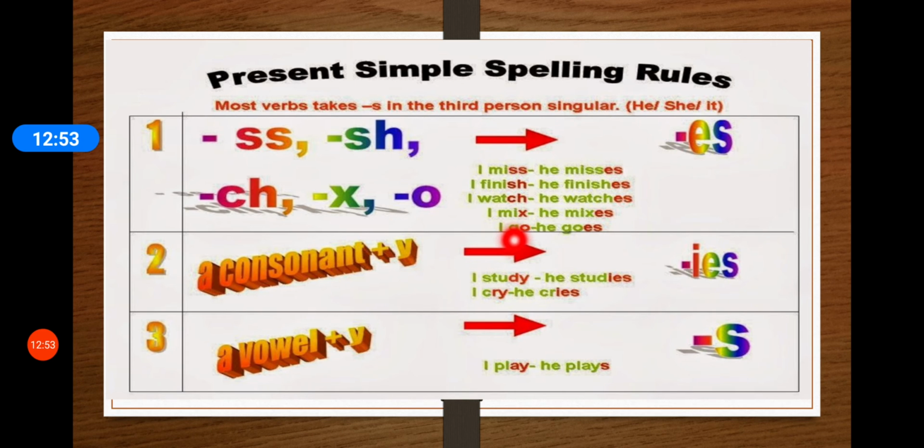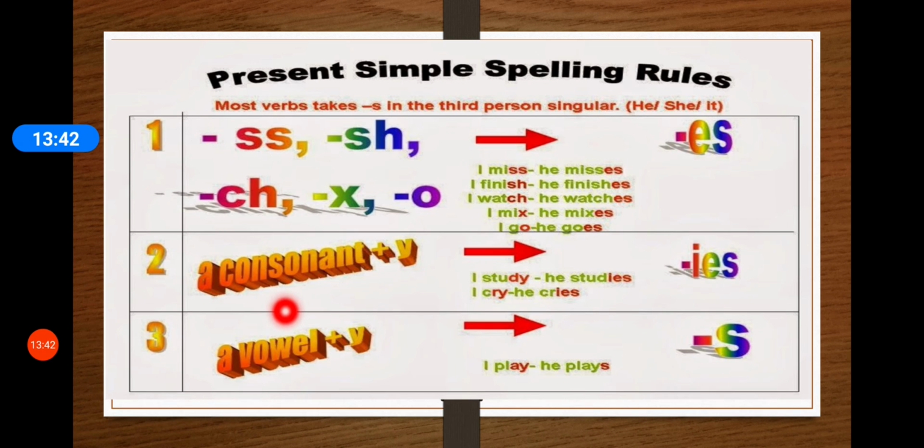I mix. He mixes. I go. He goes. So what we have learned is that we have to add ES to the verb when the verb ends in double S, SH, CH, X or O. Now, if there is a consonant plus Y, like study, D is a consonant and followed by Y. In that case, we add IES instead of S. Like I study, he studies. I cry, he cries. Right?